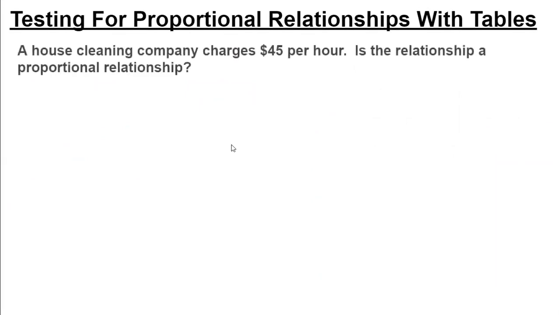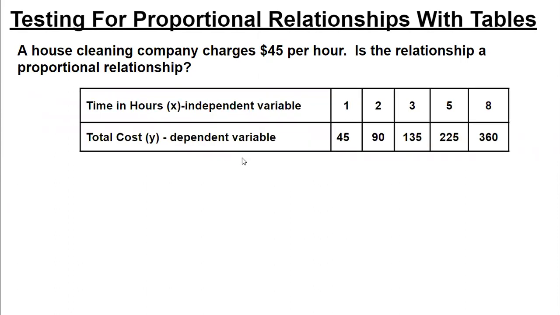Testing for proportional relationships with tables. A house cleaning company charges $45 per hour. Is the relationship a proportional relationship? Well, we made a table. So for 1 hour, remember, time is always independent. The cost will depend on the time, so that's dependent. $45 for 1 hour. For 2 hours, it's going to be $90. For 3 hours, it's going to be $135.